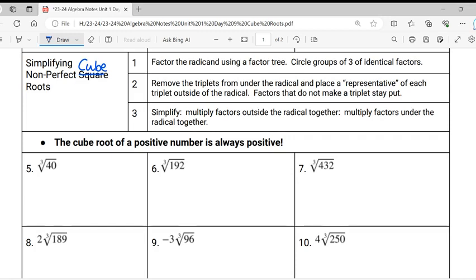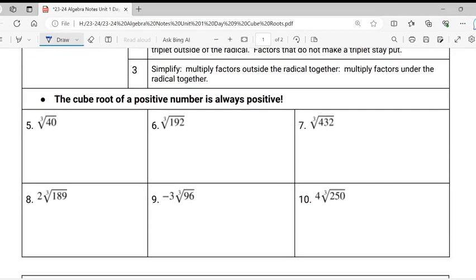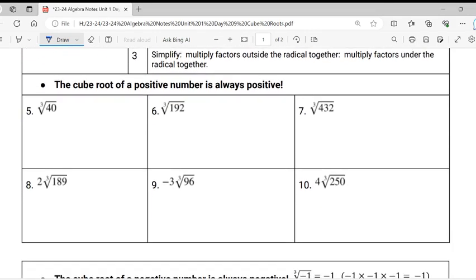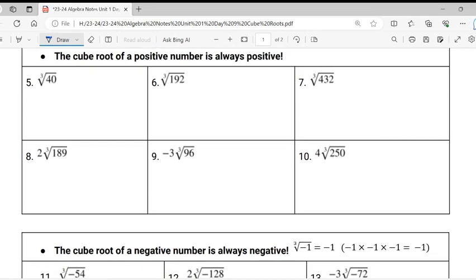We're going to factor the radicand using a factor tree. And this time we're circling groups of 3 identical factors. We'll remove the triplet and represent it once outside the radical. And any other factors that do not make a triplet will stay put. After that, we simplify factors outside the radical together and those inside the radical together.